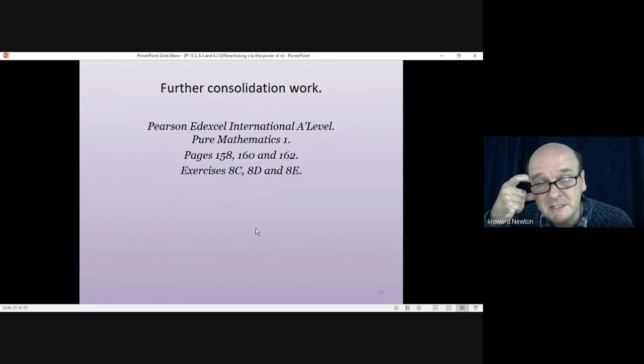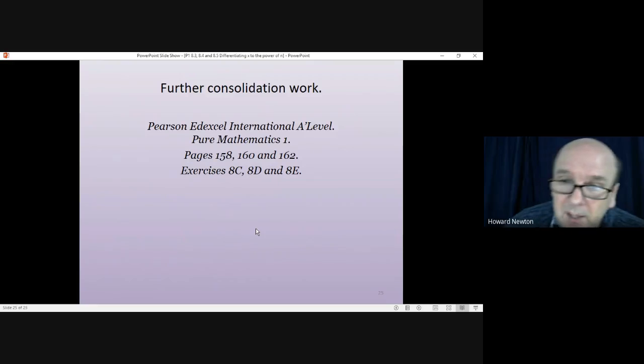Okay, that gets us to the end of this lesson. And if you have the textbook, there are now 3 exercises that you should be able to do. Exercises 8C, 8D, and 8E.